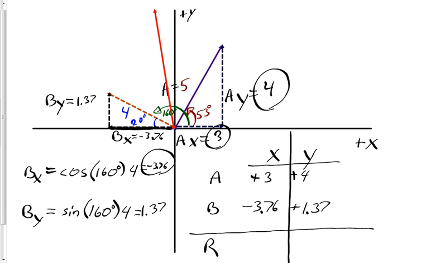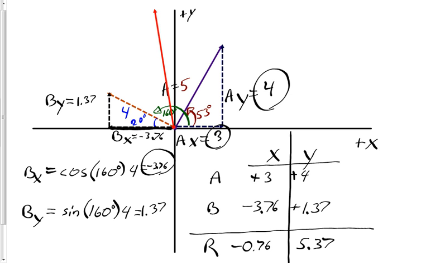Now I'm going to just vector add these together in each of their components. So the x, well, let's see, 3 plus a negative 3.76 will give me a negative 0.76 units. And in the y direction, 4 plus 1.37 will give me a 5.37.